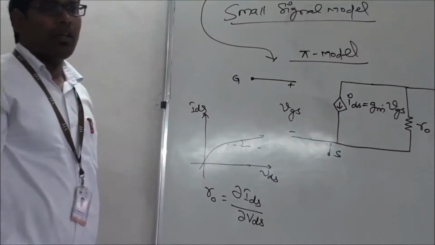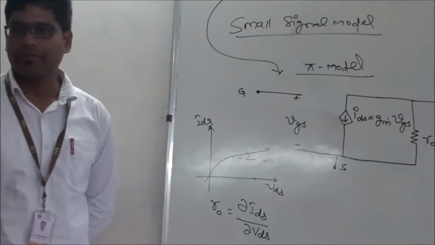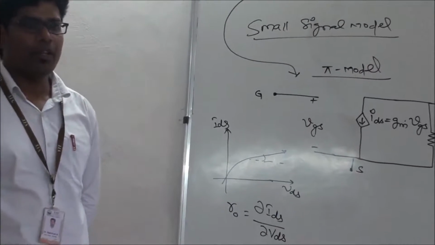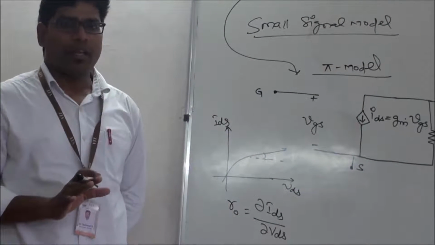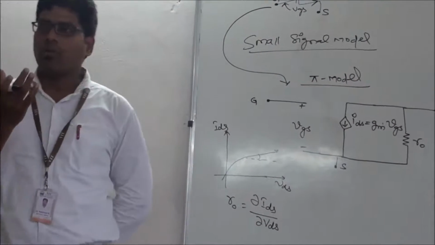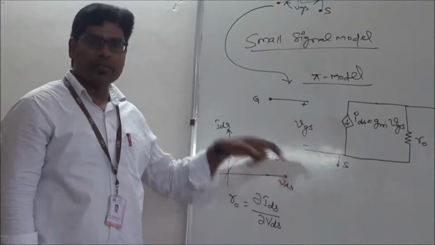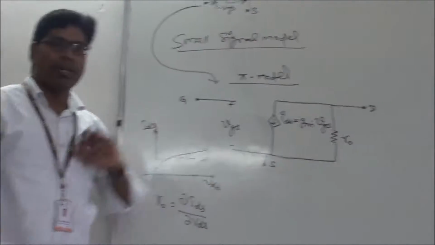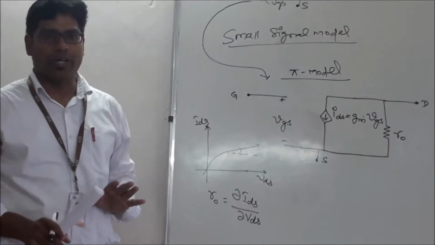Pi, because it resembles a pi. You see, the shape will be resembling a pi model. Understood? Remember again, it is a primitive model, meaning I didn't show what capacitance exists between gate and the source, because we have read there will be a capacitance there. What about the capacitance between drain and the source, gate and the drain? All these things we have not included.